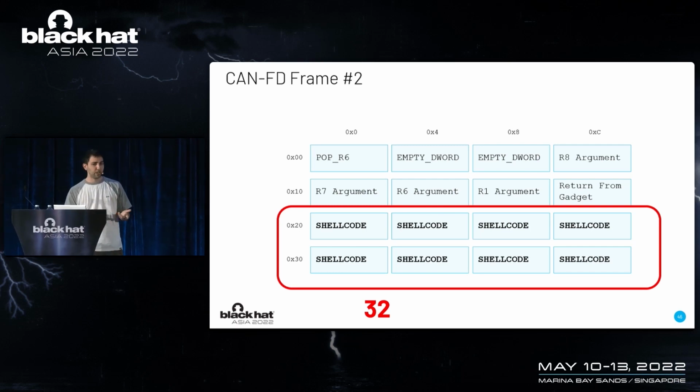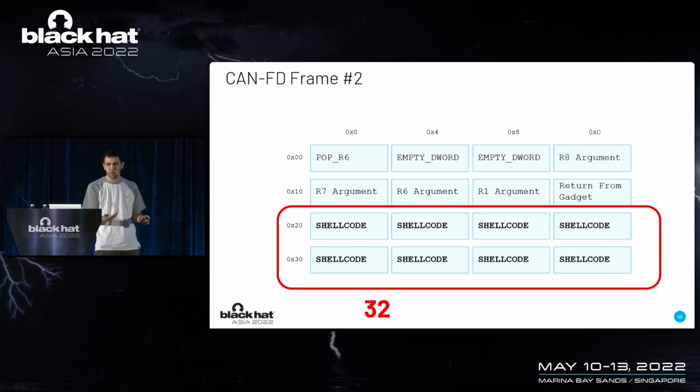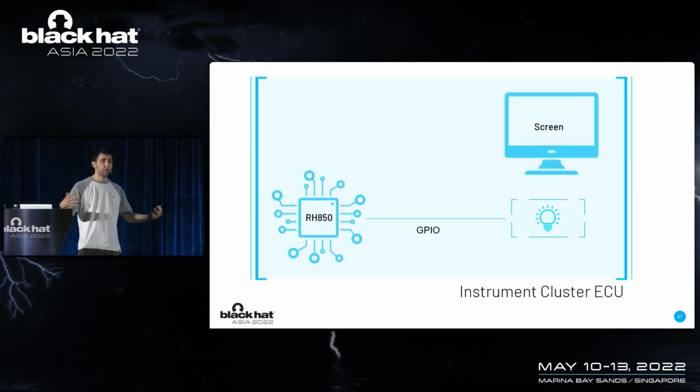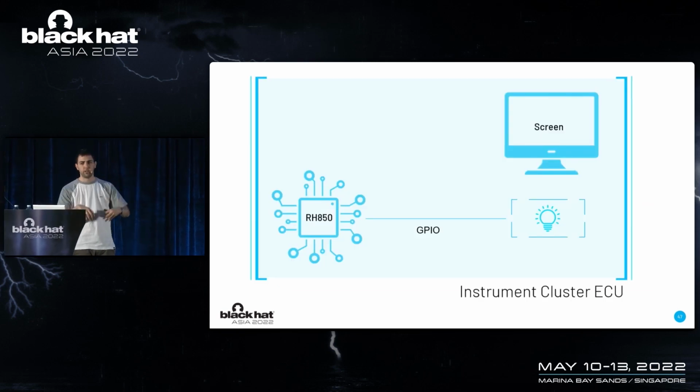Okay, so this is how we write shellcode. What will we really do now? Well, the ECU itself, as I mentioned, is composed of many other different components.